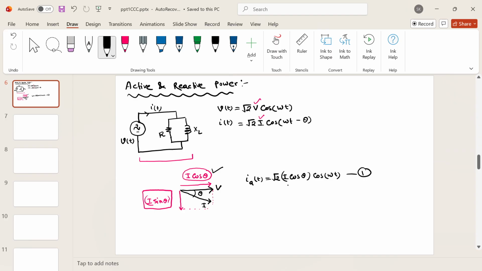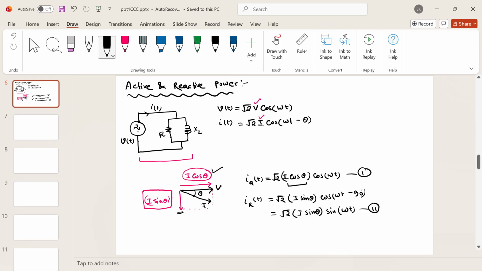Because why? Because this particular term I cos theta, it is in phase with the voltage, that's why it will be active. Now there is a reactive component also, that is 90 degree from the voltage phasor, so that is root 2 I sin theta cos of omega t minus 90 degree, because it is 90 degree lagging, right? This particular phasor is lagging 90 degree, so you can resolve it root 2 I sin theta sine of omega t. So this is my equation number 2.